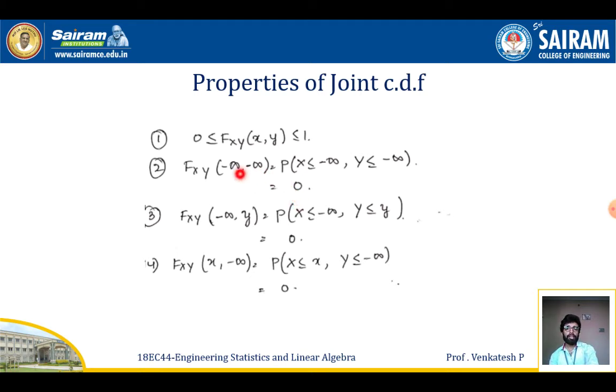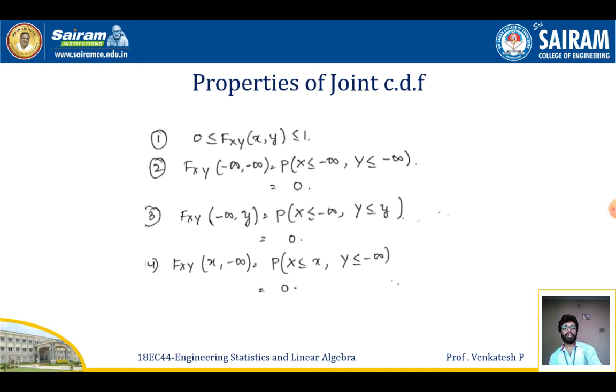So the range of the random variables capital X and capital Y will be the same here, so it will be equal to 0 always. Next is capital F of minus infinity comma y, which is equal to P of X less than or equal to minus infinity, Y less than or equal to the real number y. It will be given by 0.